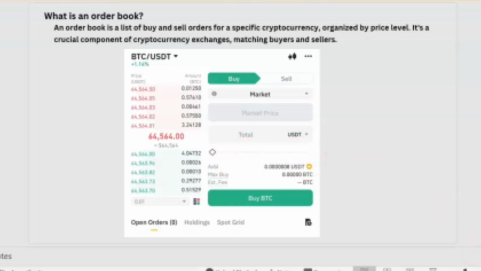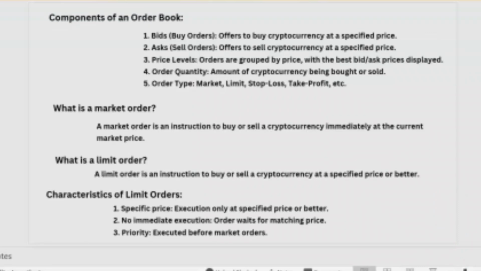Now let's talk about the components of order books: bid, ask, price level, and other things. So what is a market order? A market order is an instruction to buy and sell a cryptocurrency immediately at the current market price. All these concepts are well explained in the videos of cryptocurrency exchanges like Binance, Bybit, and KuCoin, but I just have to give you a little bit of information about them.